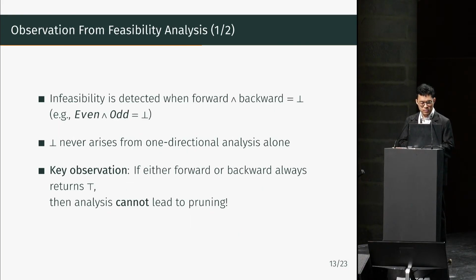Let me go into the detail. What is the observation from feasibility analysis? The key observation is, infeasibility is detected when forward and backward results cross, like even and odd meet and make a contradiction, as both. And another key observation: it never arises from one directional analysis alone. Yeah, it's just a single straightaway program. So if either forward or backward analysis returns top, then the analysis cannot lead to pruning.